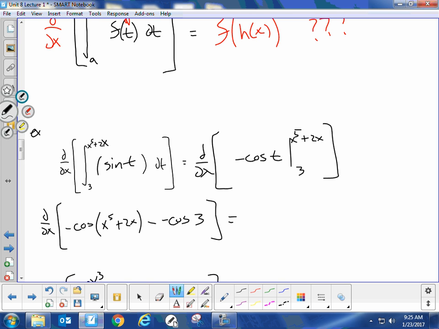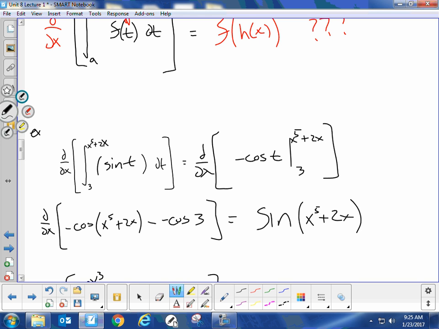Now, negative cosine of 3, what's the derivative of that? 0, right? Again, we're plugging in a value into that antiderivative. It is a number. Derivative of a number is 0. So I have to just take the derivative of this piece, and I get the derivative of negative cosine is positive sine of x to the 5th plus 2x.